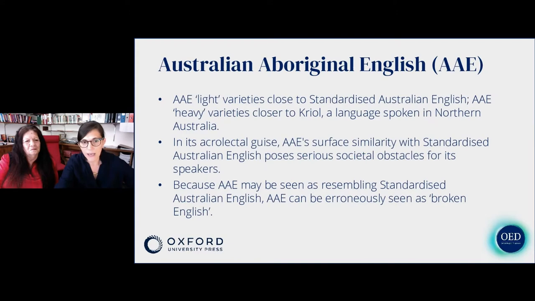Aboriginal English sits in a continuum from light to heavier varieties. The light varieties are close to standardized Australian English. The heavier varieties are closer to Creole, a post-invasion contact language spoken by First Nations people in Northern Australia.